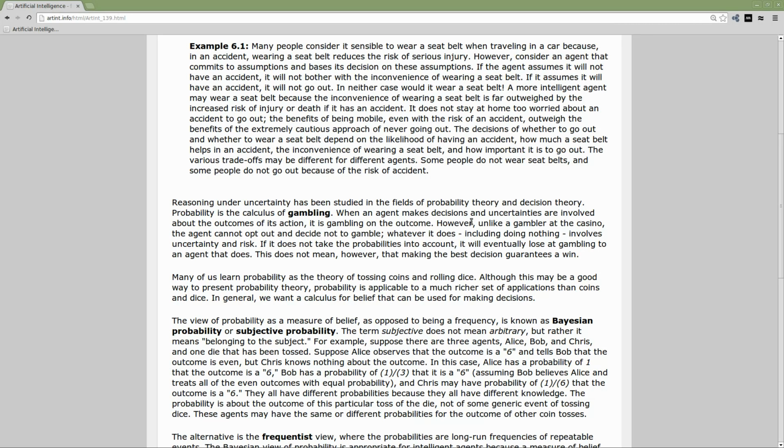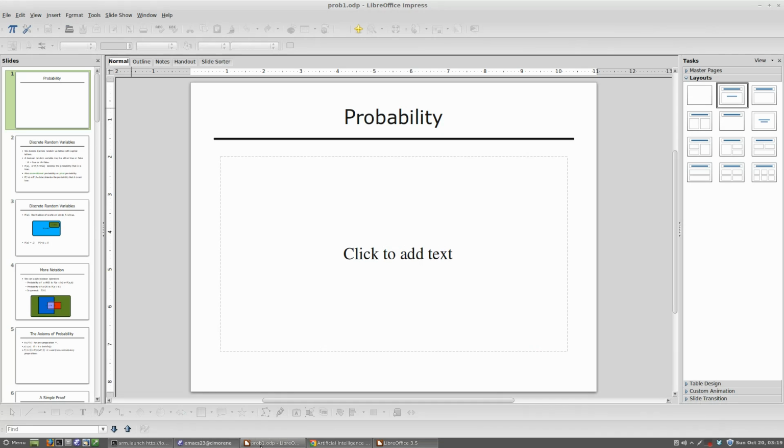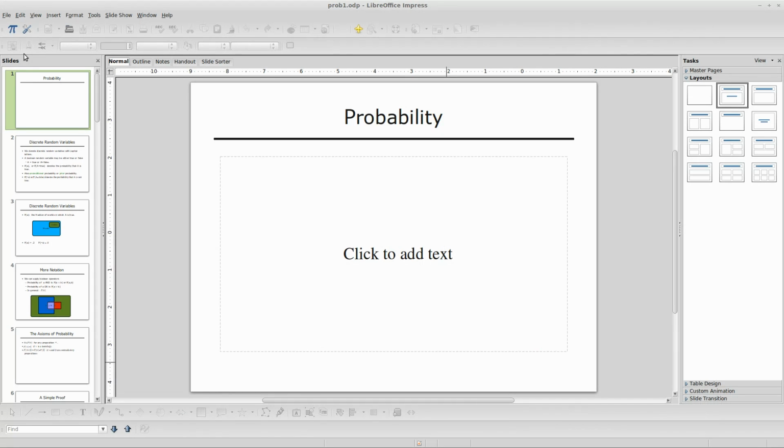So I've got some slides here that I've used in the past to talk about probability theory, and unfortunately they don't perfectly match the information as it's presented in our textbook, but a lot of the same ideas are there, so hopefully that won't be too confusing.